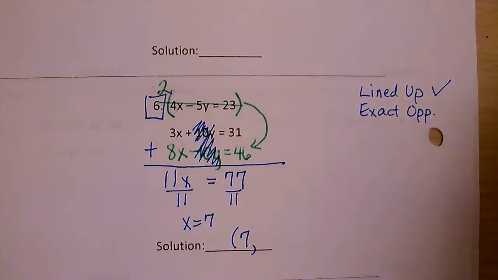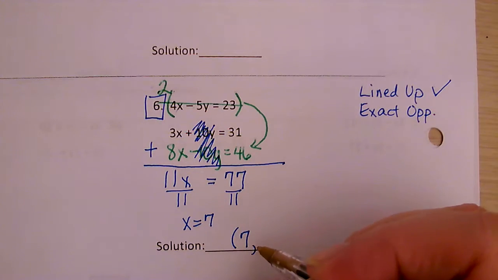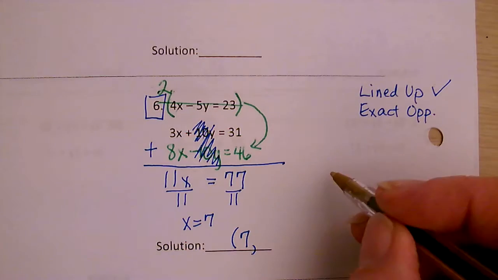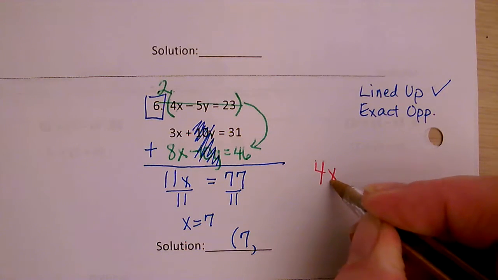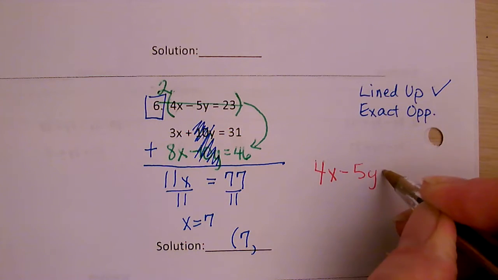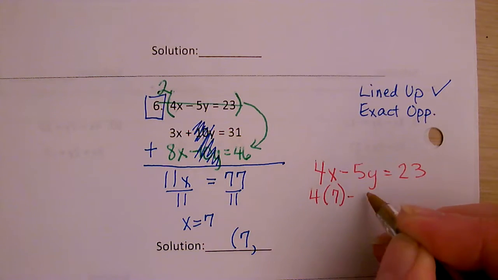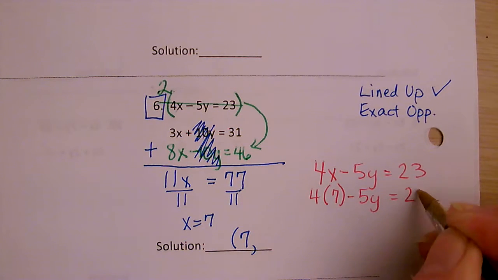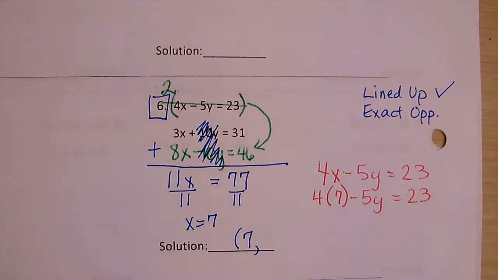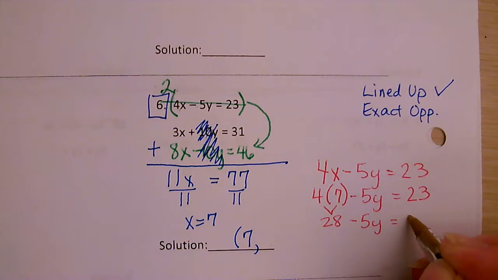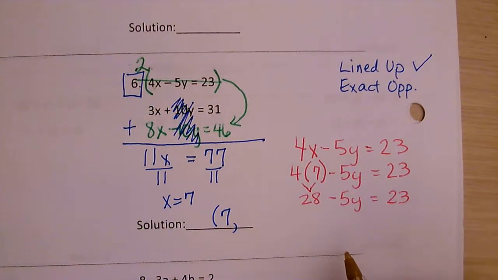And now I've got to go find the y. So I'm going to go back to one of these equations, and I've scribbled them up pretty bad. That's not very good. So I'm going to go ahead and use this first one. I can see that one. Okay, 4x minus 5y equals 23. But instead of the x, I'm going to put the 7. So, yeah. I'm going to go ahead and do my multiply with the 4 and the 7. And there's my y. So I'll get rid of the 5 in a minute.